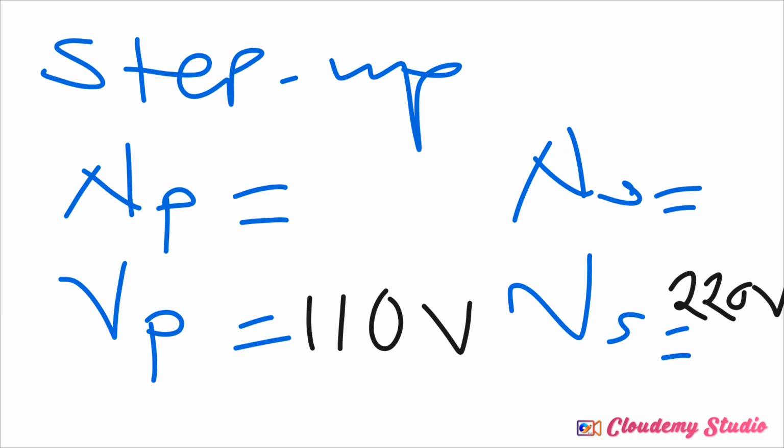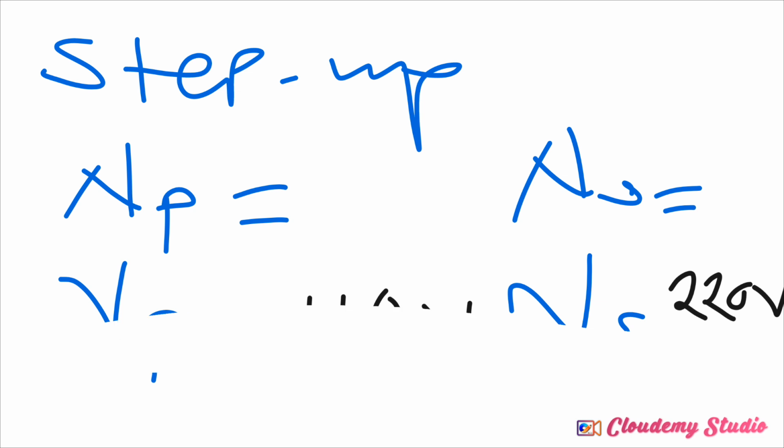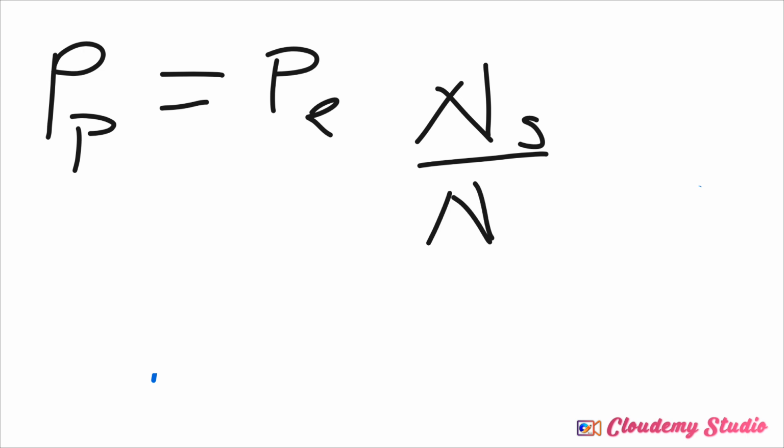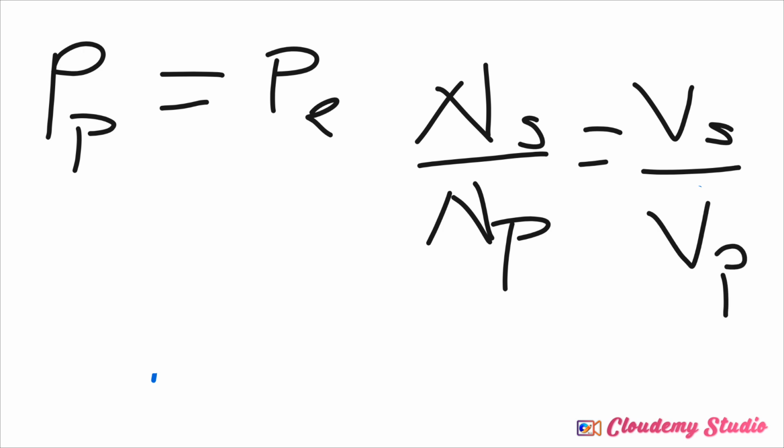Now they are saying this transformer has 100% efficiency, meaning the power in the primary is equal to the power in the secondary. So we are going to say the number of turns in the secondary over the number of turns in the primary is equal to the voltage in the secondary over the voltage in the primary. These are some of the formulas we use.